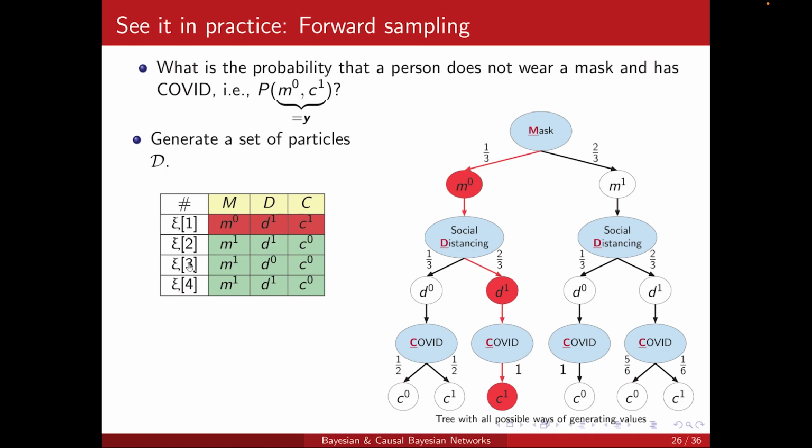Okay, 2, 3, 4. Once we have all of these, by definition we can calculate the query of interest. This will be the probability of M0, C1, and it's just the number of particles with M0 and C1, which is just 1, divided by the total number of particles. So here it will be 1 over 4.